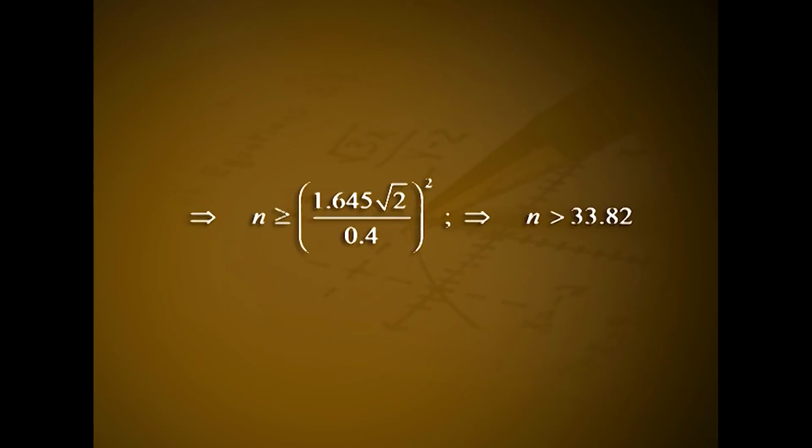From 1 and 2, we get for the required number of samples, 1.645 into square root of 2 by n less than or equal to 0.4. This implies n greater than or equal to 1.645 into square root of 2 divided by 0.4 the whole square. This implies n greater than 33.82. Hence, the minimum number of samples required is 34.